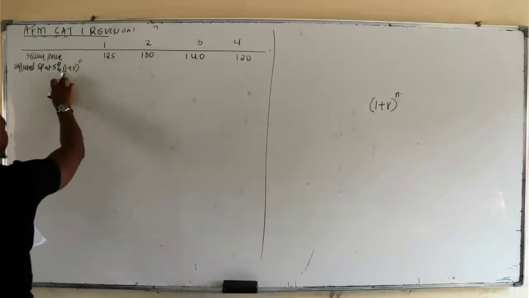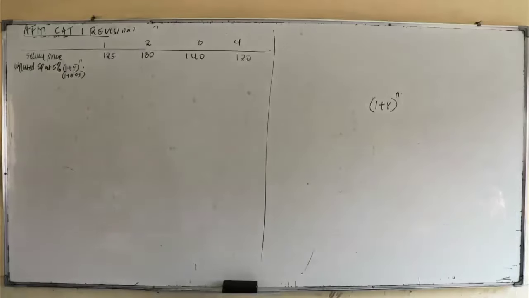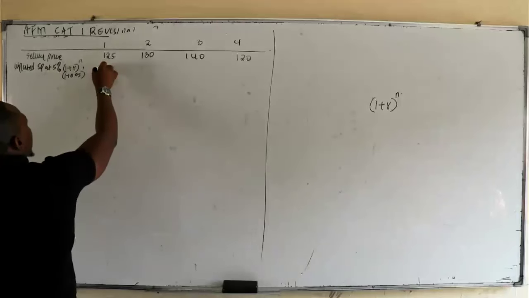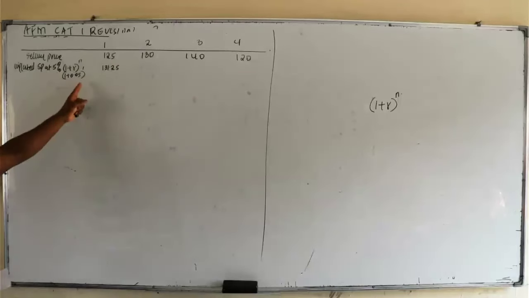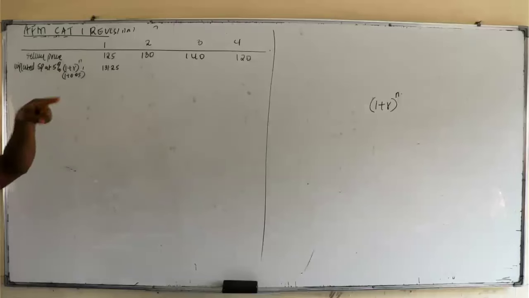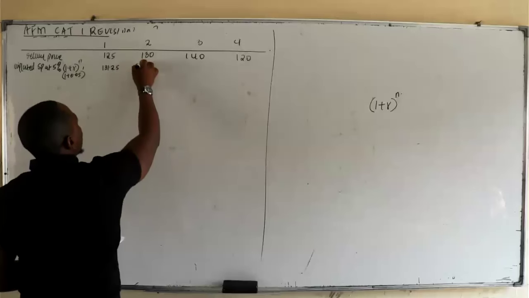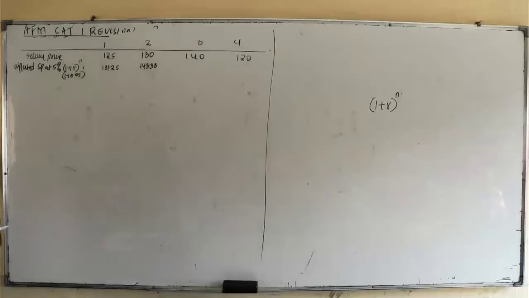The inflation rate is 5%, right? So we'll be taking 1 plus 0.05. For the first period, raised to power 1. Or you just take 125 times 1.05. What do you get? Year 2, this is what you'll do: 1.05 raised to power 2. Good. And then the price is 130. You multiply by 130.